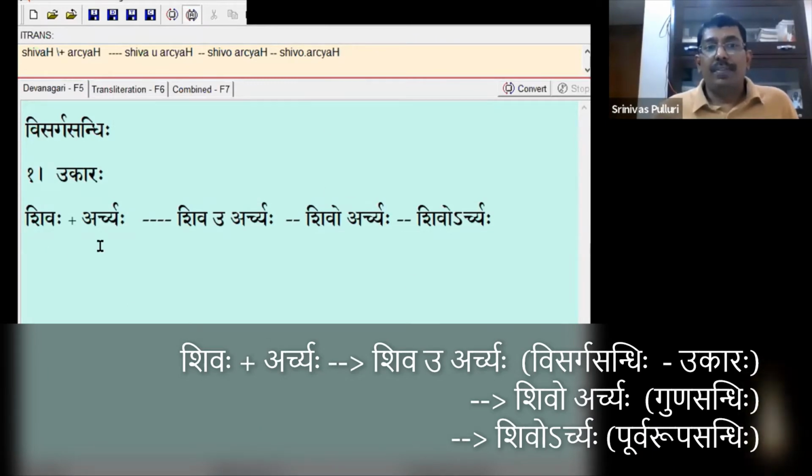See how many modifications have taken place. First, Shivaḥ plus archyaḥ: first visargasandhi is applied. After the visargasandhi, gunasandhi is applied. After the gunasandhi, pararūpasandhiḥ is applied. So from Shivaḥ plus archyaḥ to Shivorchyaḥ, 3 sandhis worked inside.